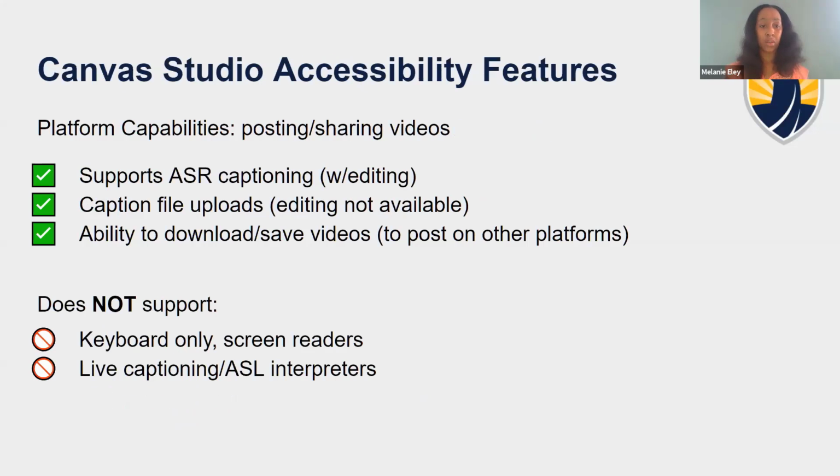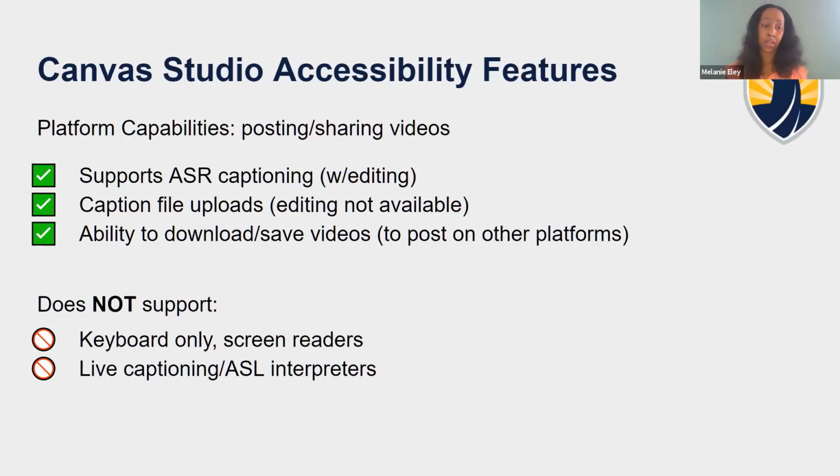So Canvas Studio, with Canvas, there is no option for live meetings. So you're primarily looking at posting and sharing videos. It does support ASR captioning. You are able to edit those captions. And then also you can upload caption files. However, in Canvas, you are not able to go back in and edit a caption file that has been uploaded. And you can also download and save Canvas Studio videos.